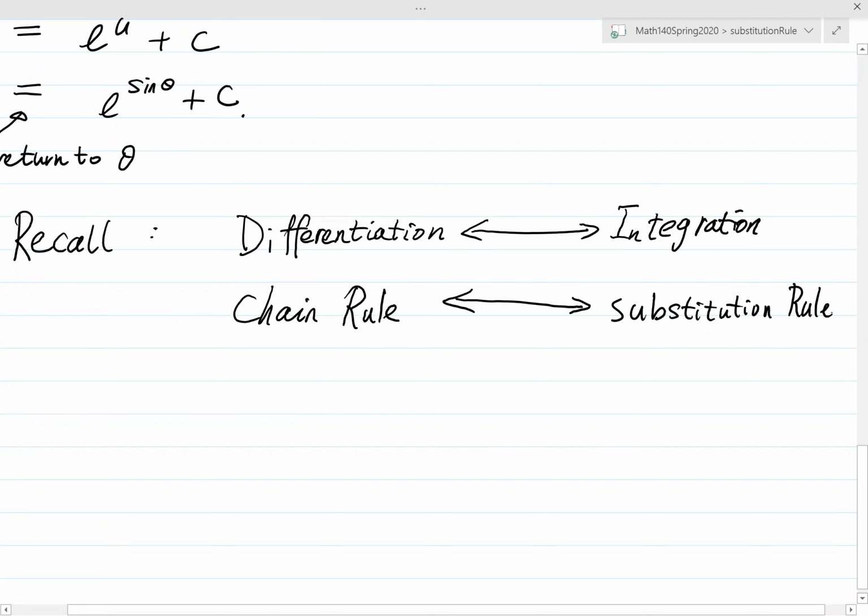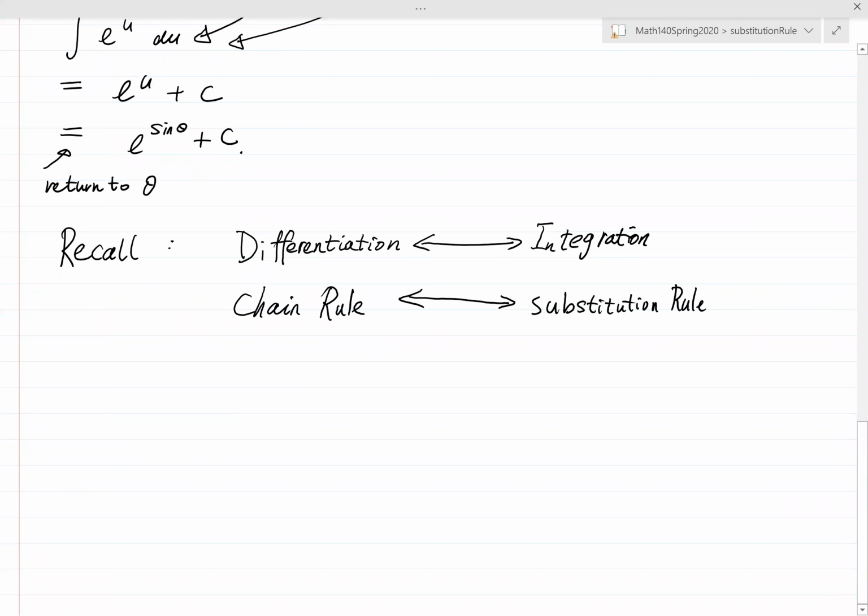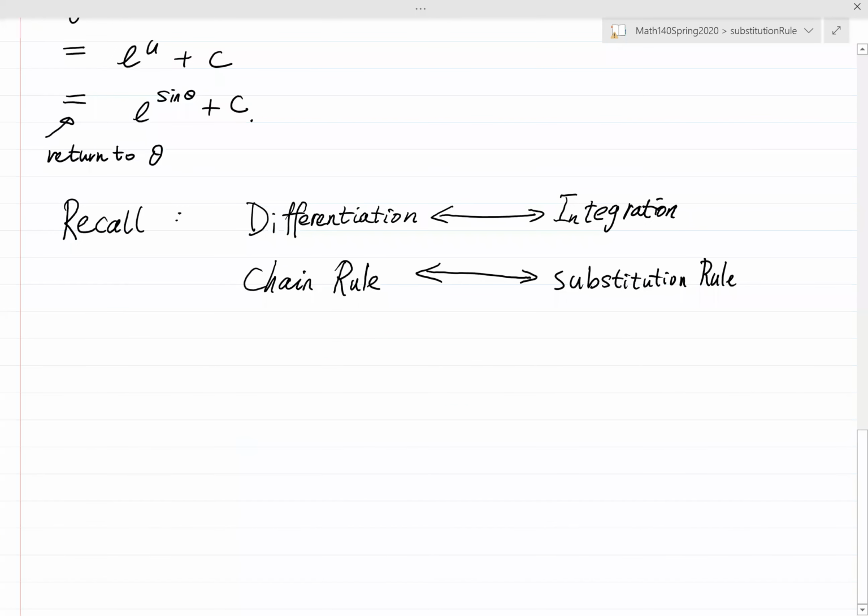Now last time we did the substitution rule for indefinite integrals. Let's see certain examples. Let's see this example: the integral of e to the power sine x squared times twice sine x cosine x dx.